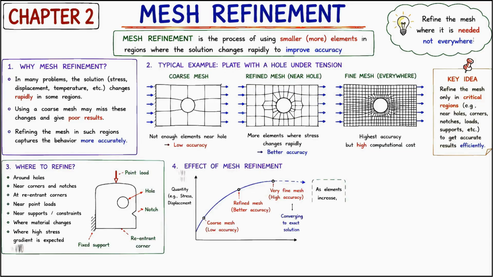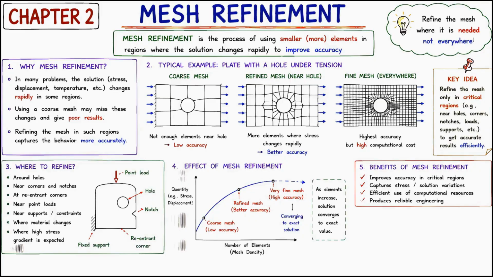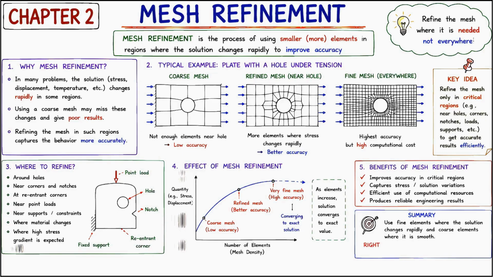Now, look at the second model. Instead of refining the entire plate, only the region near the hole has been divided into smaller elements. This refined mesh captures the stress variation much more accurately, while keeping the total number of elements reasonably low. Finally, observe the fine mesh covering the entire plate. This model gives the highest accuracy, but it also requires significantly more computational time and memory. Therefore, from an engineering point of view, refining only the critical regions is usually the best approach.